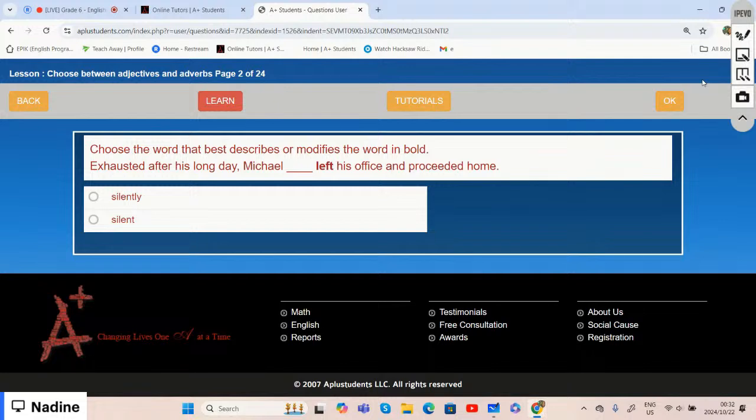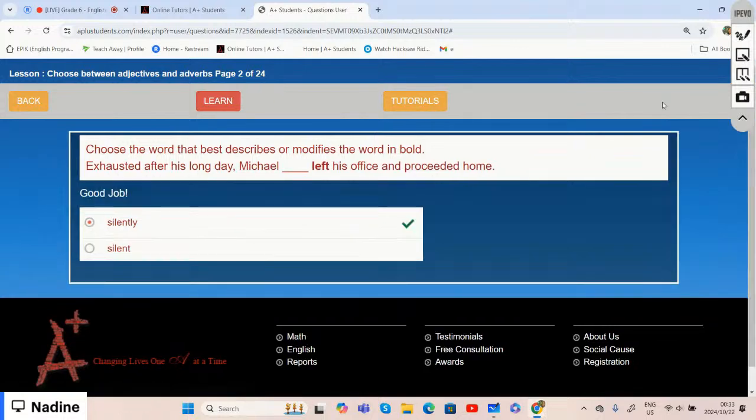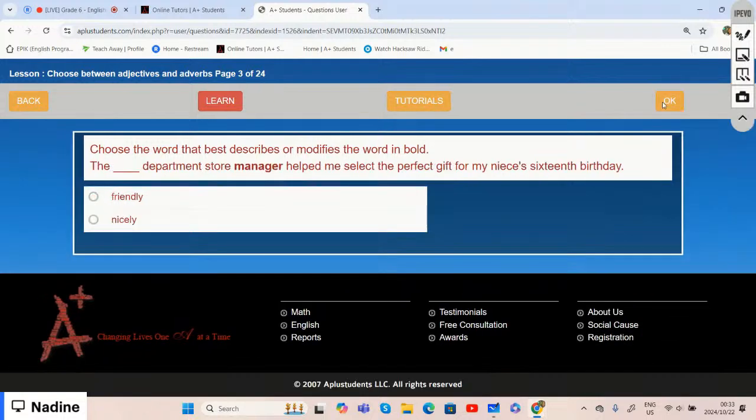All right, and if we were to select the correct option, we will say, exhausted after his long day, Michael silently left his office and proceeded home. That's an adverb. So well done. Option one is correct. Well done.